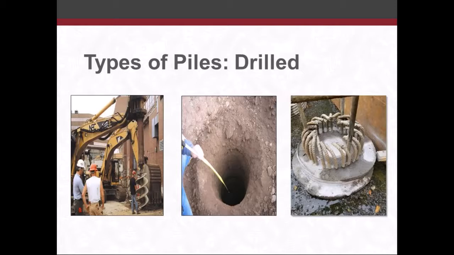For the drilled pile types, typically the drilled piles will be installed using an auger to auger out a hole, and that hole will typically extend down to the bearing strata or the design depth. And once that hole is augered out, then concrete or grout is going to be placed in that hole to form up the pile or the pier.